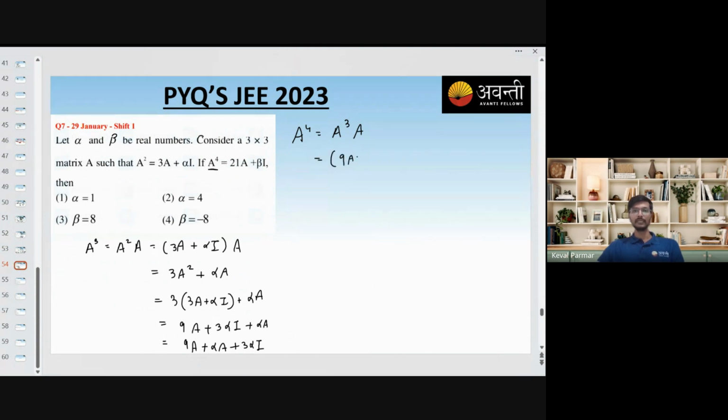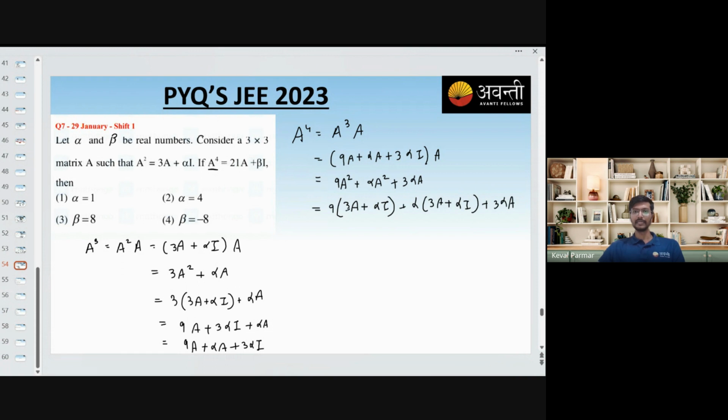It's 9a plus alpha a plus 3 alpha I into a. So it will be 9a squared plus alpha a squared plus 3 alpha a. What is the value of a squared, guys? 3a plus alpha I. So 9 into 3a plus alpha I plus alpha into 3a plus alpha I plus 3 alpha a.